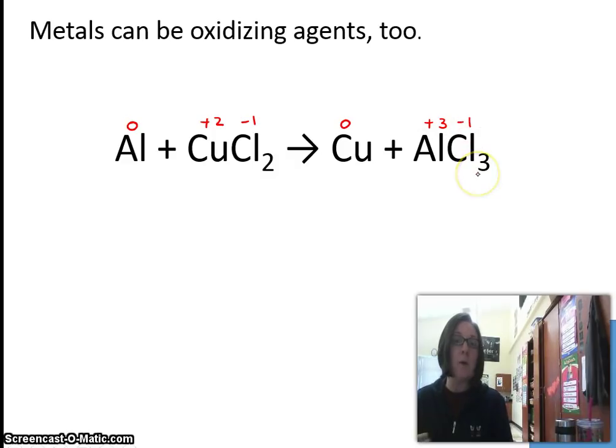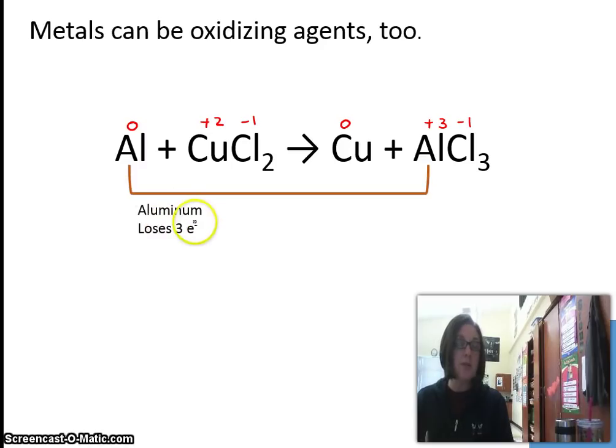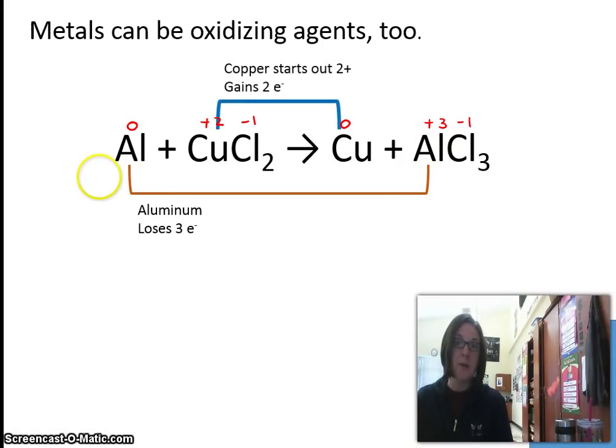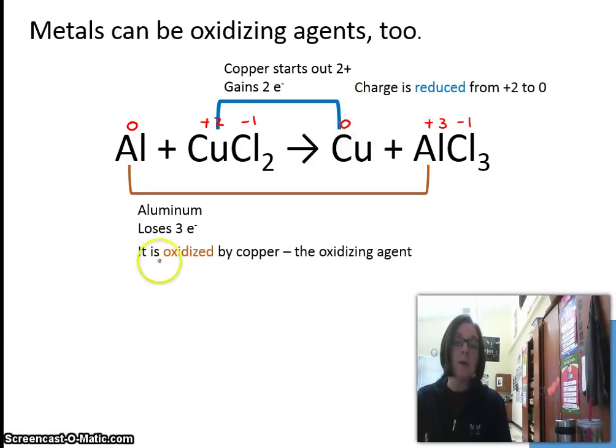So if we take a look at what happens to each of these in the reaction, the aluminum, again, loses 3 electrons. So it goes from 0 to +3. The copper goes from +2 to 0, meaning it gained electrons to bring its charge down to 0 from a positive number. So that means that the aluminum was oxidized by a metal. The oxidizing agent was copper. The copper was reduced. Its charge went down from +2 down to 0.